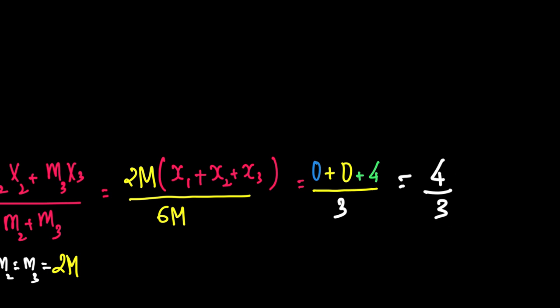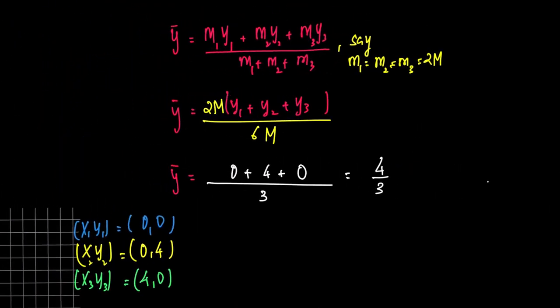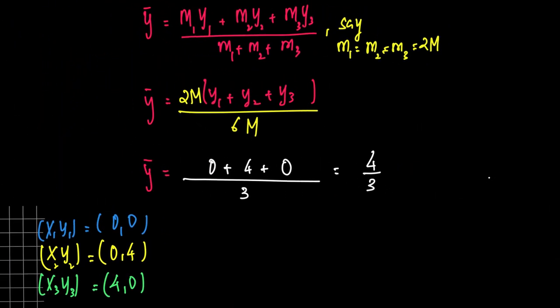Now this is the case with x bar. How do we calculate y bar? The calculation goes the same. Y bar is equal to m1 y1 plus m2 y2 plus m3 y3 by m1 plus m2 plus m3. All of the masses are equal to 2m, so that becomes 2m into y1 plus y2 plus y3. y1 is 0, y2 is 4, y3 is 0, so that becomes 4 by 3.